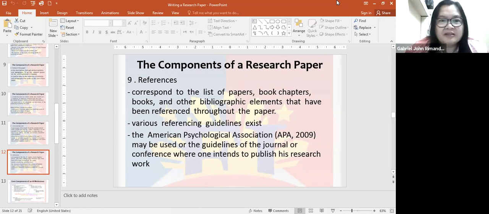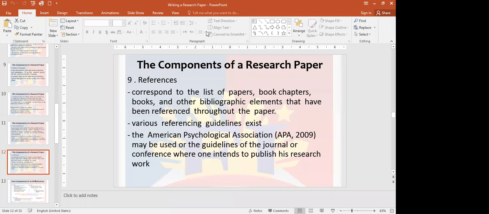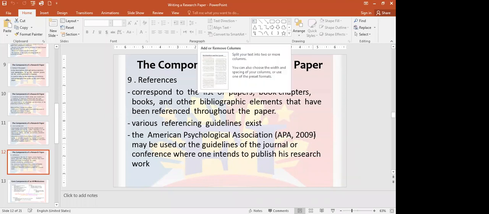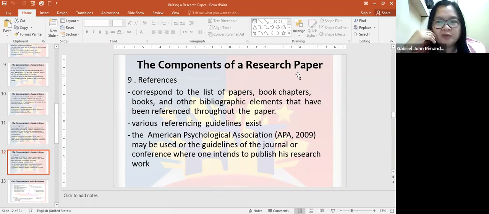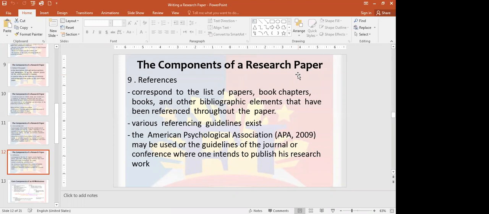How many years? It should be, at least, how many years back is the date of the work? At least 5 years, no? 5 years. But if there are no other researches that would match this 5-year requirement, just choose the most recent one. Kaya lang baka mga 1978 pa, 1960s, ang mga research na pwedeng gamitin nyo, no? So they are no longer reliable.